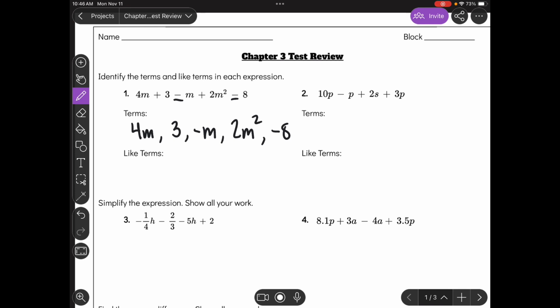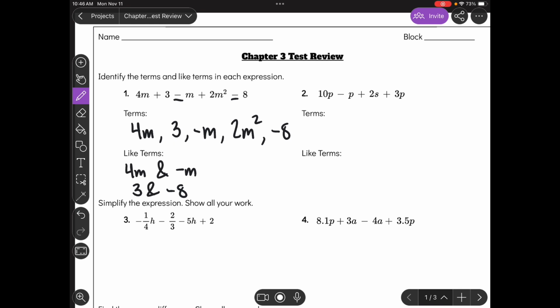For like terms, it's any two that are either both constants, or if they do have variables, they are the same variable and raised to the same power. So my like terms would be 4m and negative m. Both are m, both are raised to the first power. And then I have my constants, 3 and negative 8.